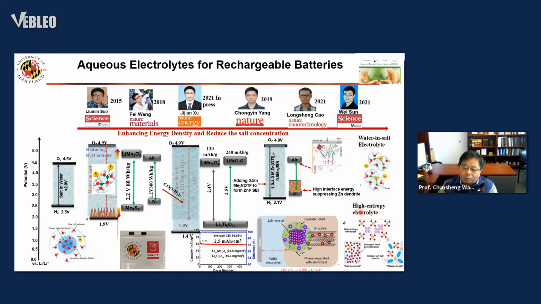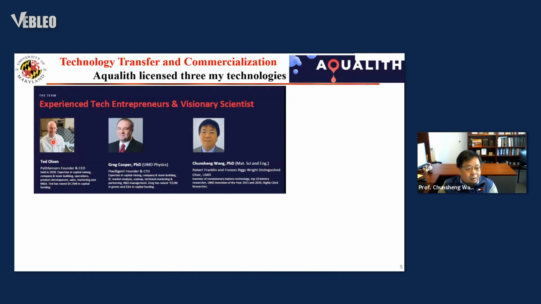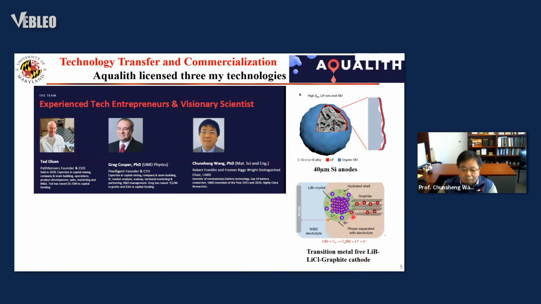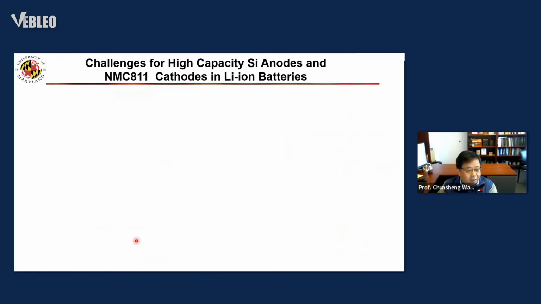So we developed high entropy electrolytes. That electrolyte can operate from -80 to +80, which keeps the water in salt properties and adds additional benefits over a very wide temperature range. Okay, so the company licensed the technology: microcell silicon, the transition metal free cathode, and also the iron oxide and the battery.